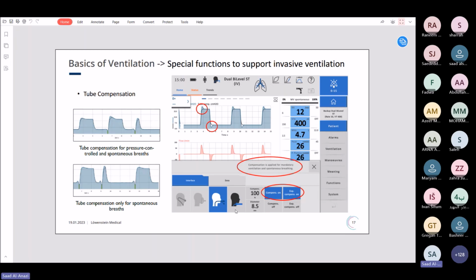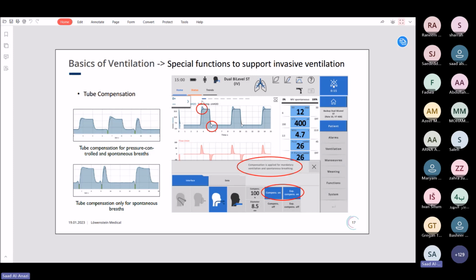How can we find the tube compensation for the patient? After you select the patient in the main screen, you need to select the interface, for example, the endotracheal tube. Then you have to select the diameter of the tube, the patient's endotracheal or tracheostomy diameter. Then you need to select the compensation on or off.